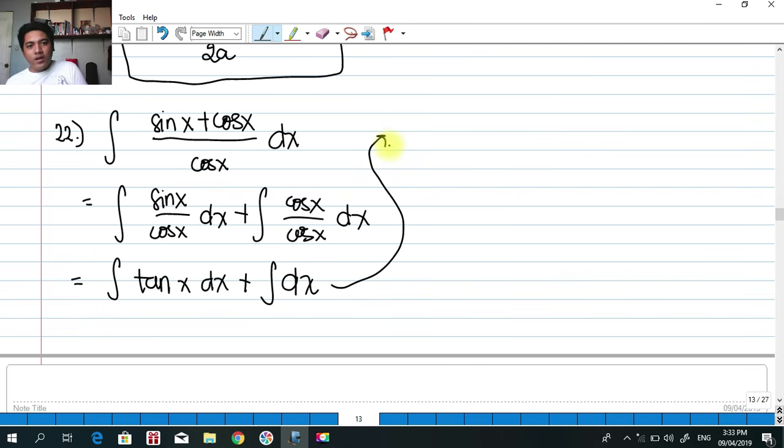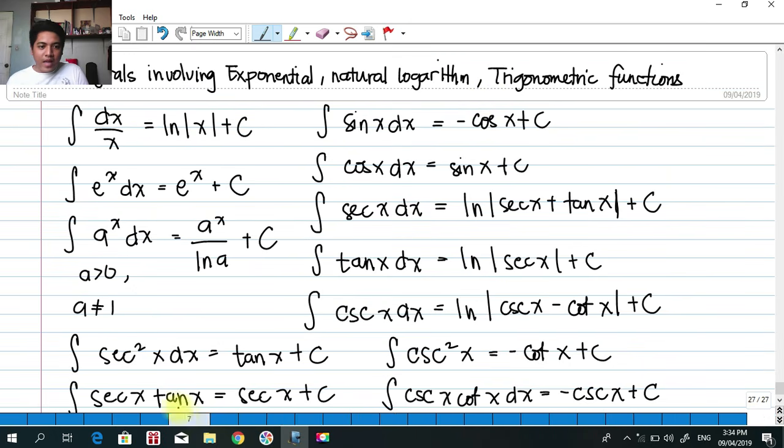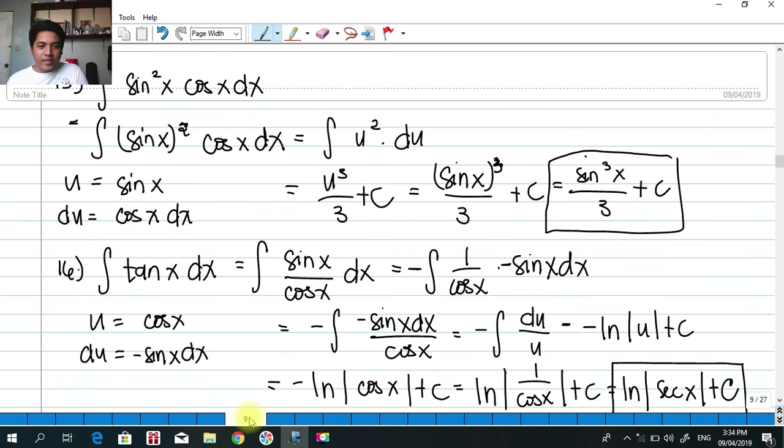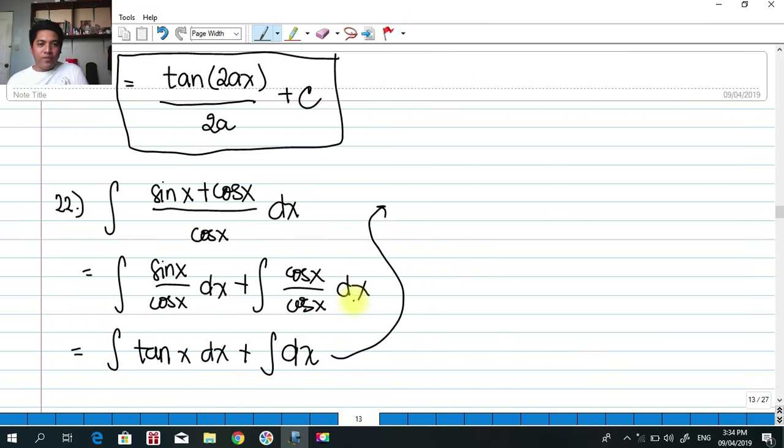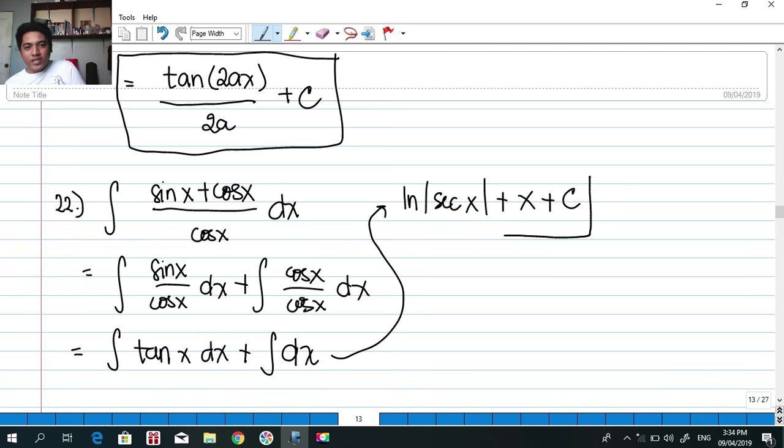Again, the integral of tangent, we have studied that here. The integral of tangent x is simply ln of the absolute value of secant x. Plus the integral of dx, which is x. Again, don't forget the plus constant, plus c. So that is our answer.